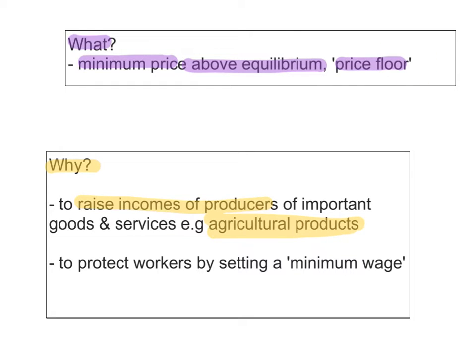Another reason could be to protect workers by maybe setting a minimum wage. A minimum wage is an example of a price floor because that's a minimum price that you have to pay for employing the worker that you cannot pay them below. So it is a price floor. These are the two main reasons.